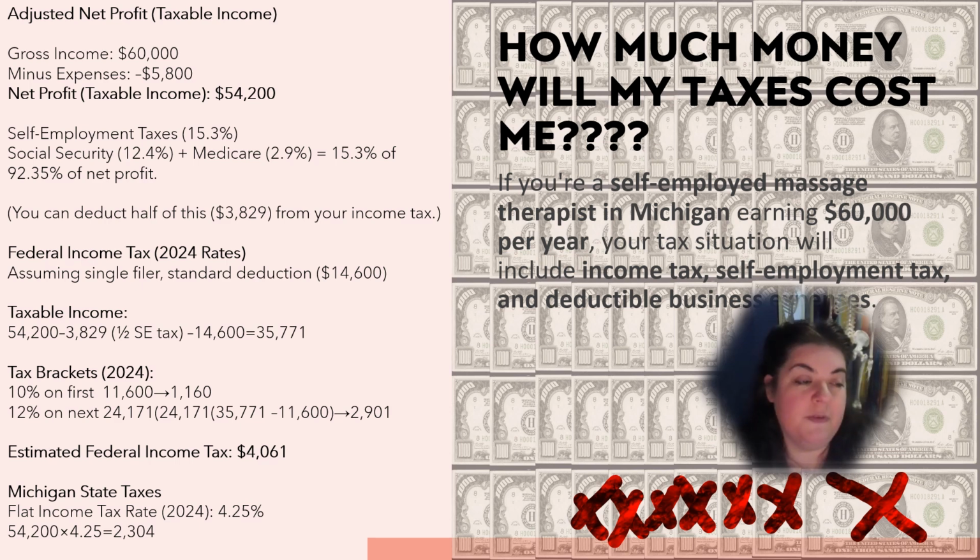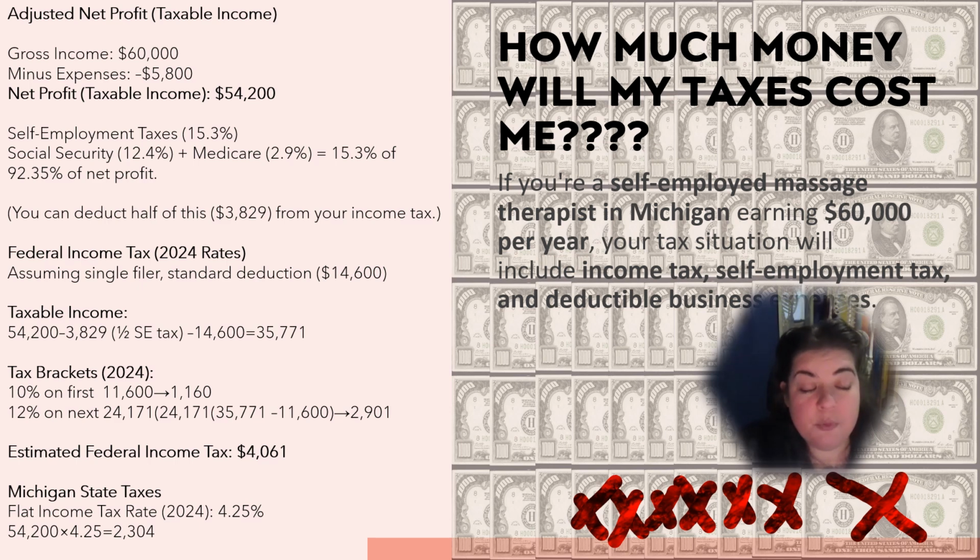Taxable income, you've got your $54,200. You are going to take out half of that self-employment tax. All right. So now we are getting down to $35,771 because we have also taken out this standard deduction for a single filer, which is $14,600. So right now, our income that we are going to get taxed on at the federal level is going to be $35,771 versus the $60,000 that we started out with.